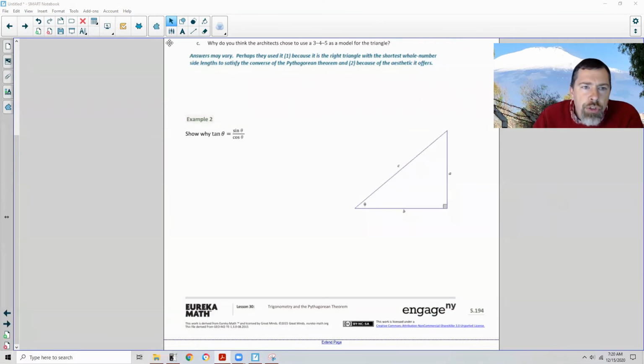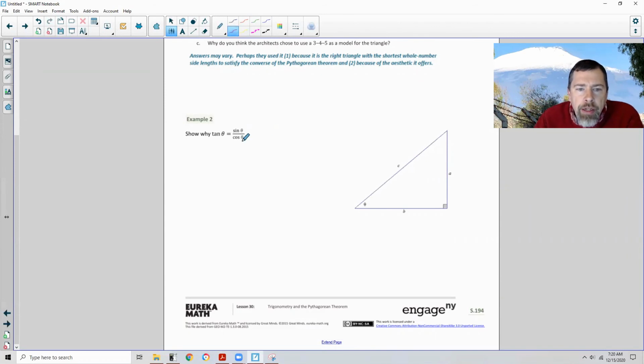Example 2 says to show why tangent of theta equals sine theta divided by cosine theta. Well, let's start out by listing these things. What is the sine of theta in this triangle? Here's theta right here. Sine is opposite over hypotenuse. So sine of theta in this case would be A over C. Cosine of theta is adjacent over hypotenuse, which is B over C. And tangent of theta equals opposite A over adjacent B, A over B. So here are our 3 trig ratios.